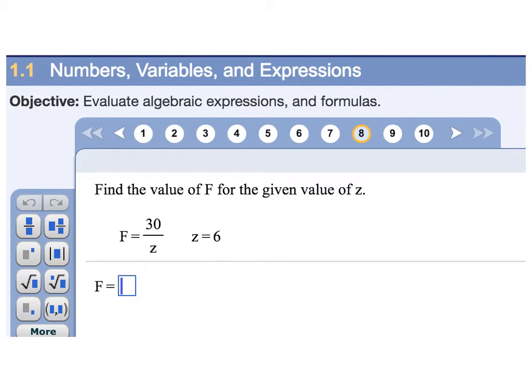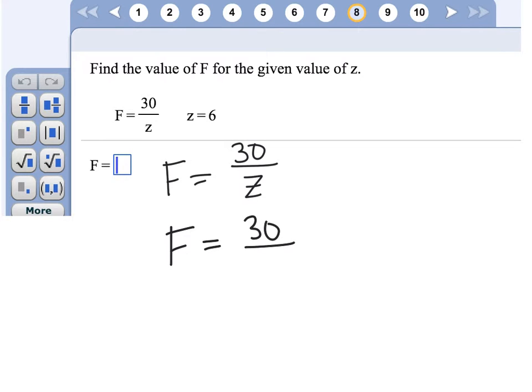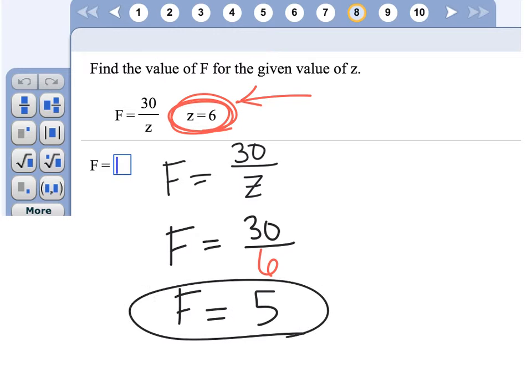Getting close to the end here. Find the value of f for the given value of z. Now, they're just getting fancy. All of a sudden, they're just using different letters. No big deal. It's all the same stuff. So we know that f is equal to 30 divided by z. Remember, when it's written like this, it means division. It also means a fraction, but it's kind of the same thing. So now we know that f is 30 divided by 6 because we're told that z is equal to 6. And so f is equal to 5 because 30 divided by 6 is 5.